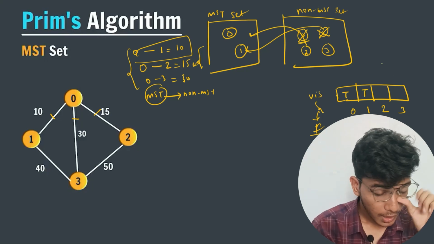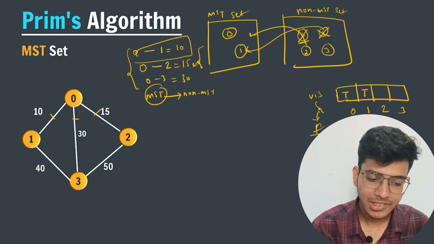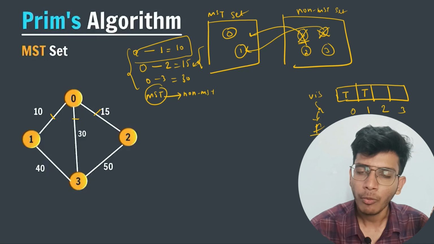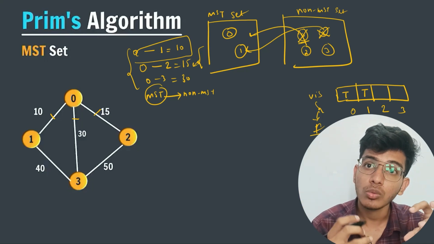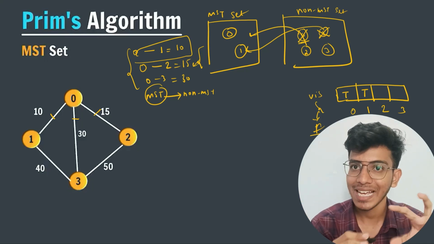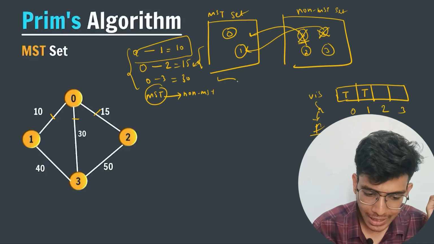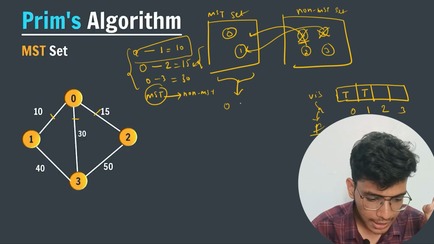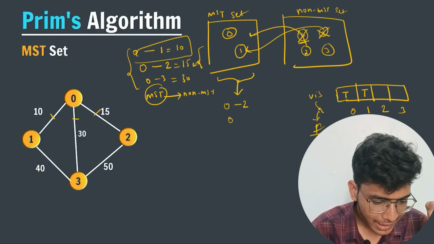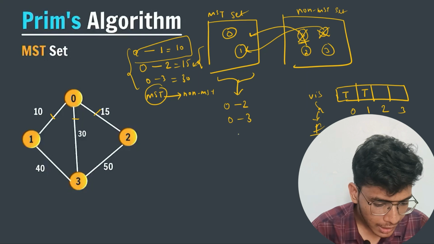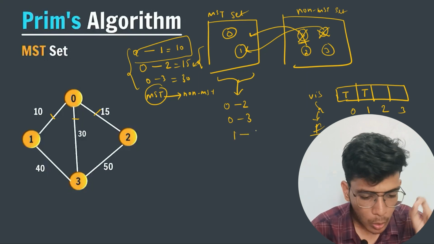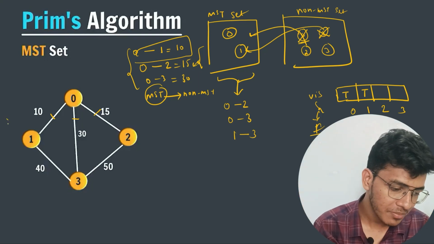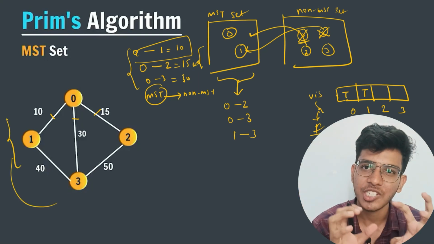Now you can see that in my MST set I have 0 and 1, and in my non-MST set I have 2 and 3. Now I will consider the connections that are possible. In the current diagram, 0 has a connection with 2, 0 has a connection with 3, and 1 has a connection with only 3. 1 does not have any connection with node 2. Here I am extracting the connections from the diagram.